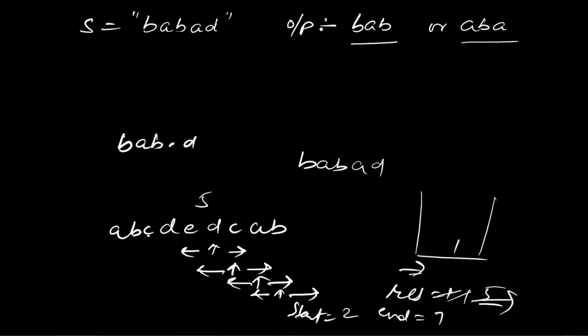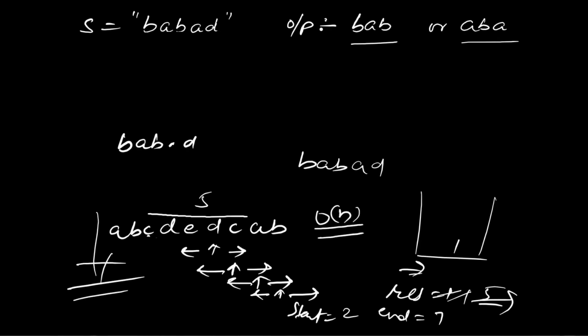5, and the starting index of this substring is 2, and the end index is 7. So we will return the substring from index 2 to 7, which is going to be CDEDC. Okay, by using this method we can find our result in big O of n time for finding the substring, and big O of n time for checking whether the substring is a palindrome or not. So it is going to be big O of n square, which is far better than the last one.